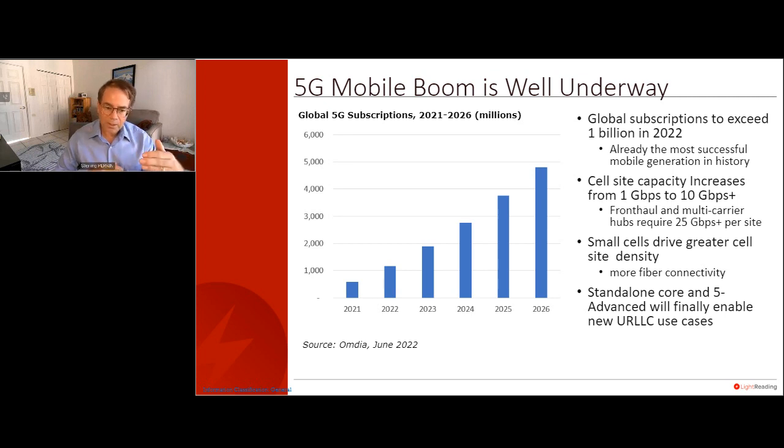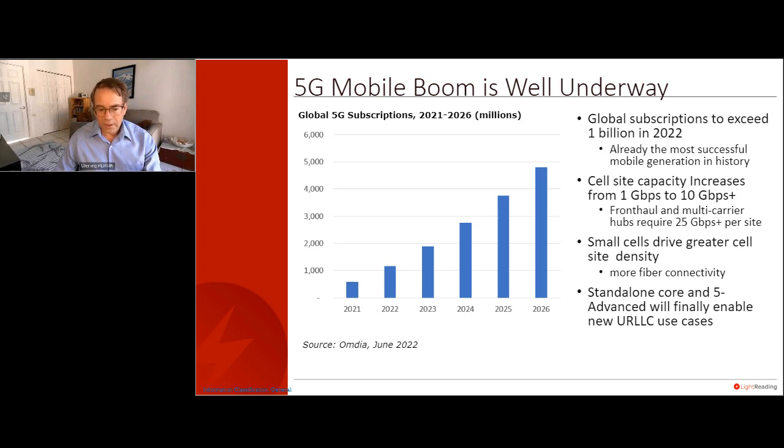So capacity goes up, and also densification increases. So small cells really drive greater cell density. That's what a small cell is. And that requires more connectivity to each of these sites, and typically in places that have never been connected before. And fiber is the connectivity of choice when it can be done.